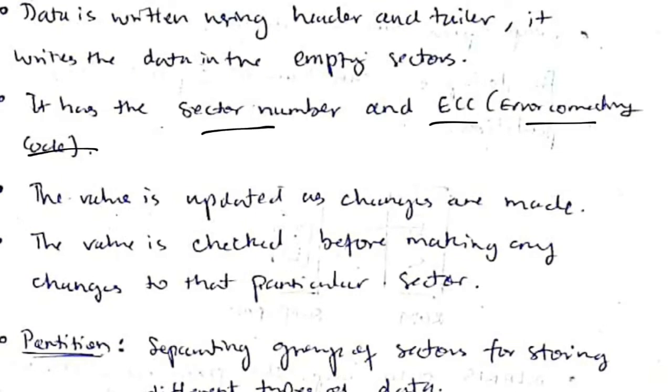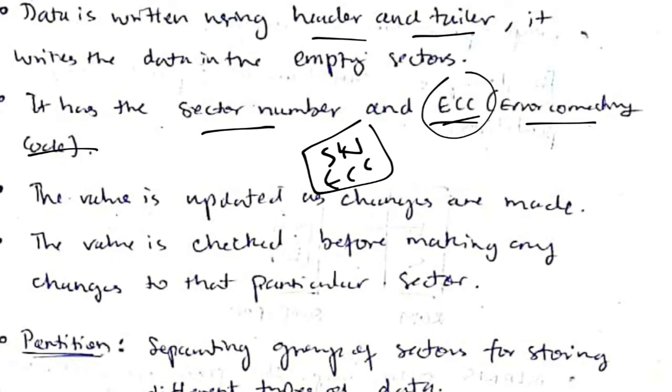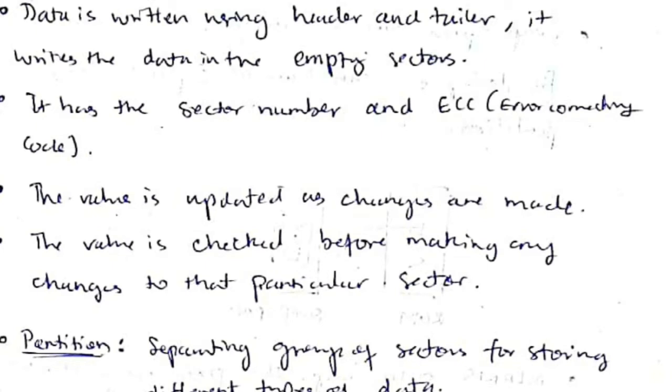code. Okay, there is a sector number in every header and tailor. So it's SN, sector number, and ECC is the error correcting code. It's a code which is used to correct the errors if there are any. Okay, so these two pieces of information are present here. By using these two, we can check if there is any error in the disk or not, and if it's free or not to store the data.